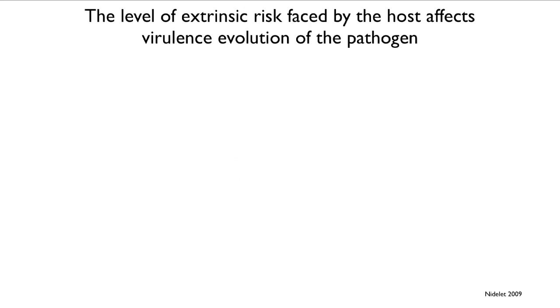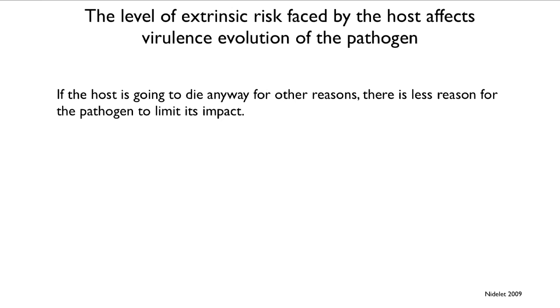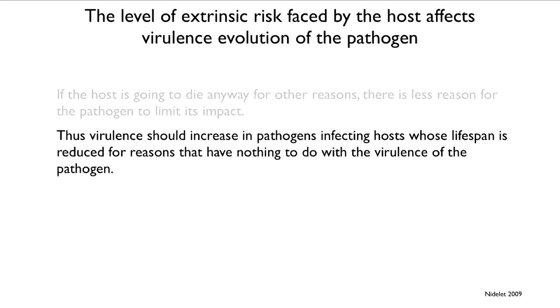Another factor, which is at this point a bit more theoretical, is that the level of extrinsic risk that the host faces, so things that are not the pathogen that might kill it, will affect the virulence evolution of the pathogen. The idea here is that if the host is going to die anyway for some other reason, there is less reason for the pathogen to limit its impact. That means that virulence should increase in pathogens infecting hosts whose lifespan is reduced for reasons that have nothing to do with the virulence of the pathogens.